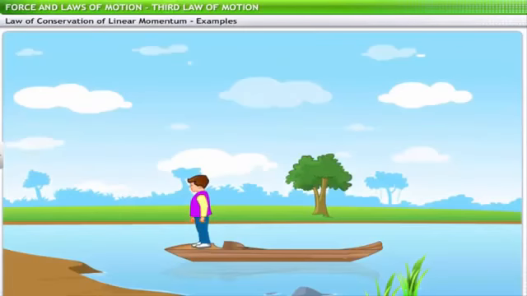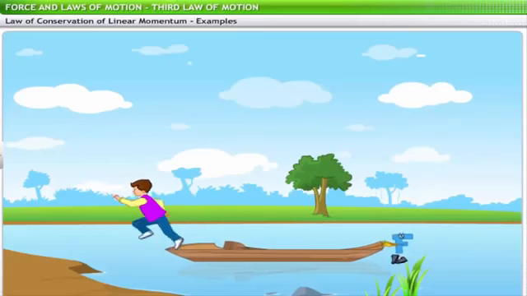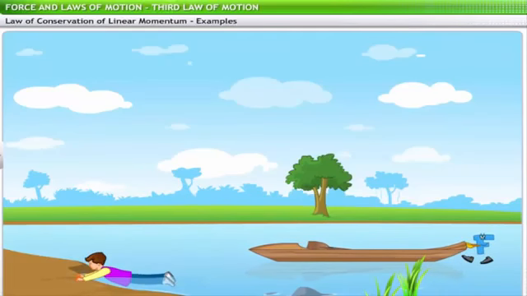When Jim is in the boat, the total initial momentum of his body and the boat is zero. In jumping out of the boat, he exits that system using some momentum. Equal momentum is conveyed to the boat, pushing it back. This is how Jim falls into water.